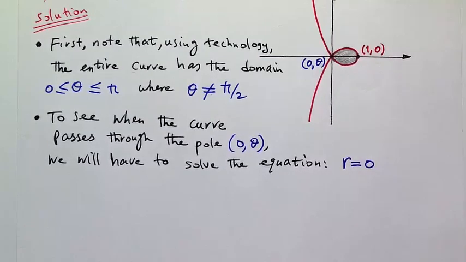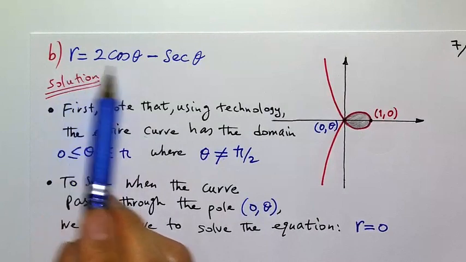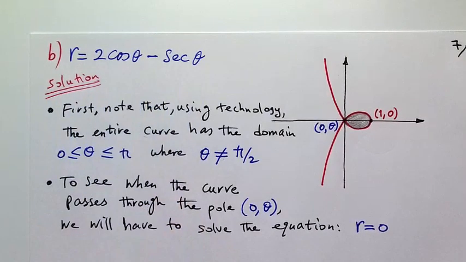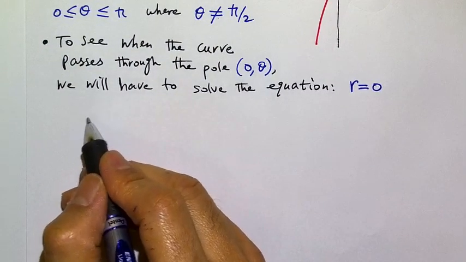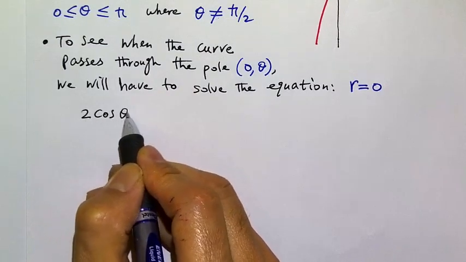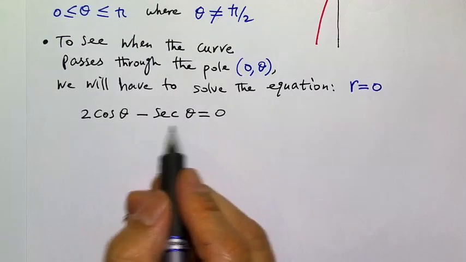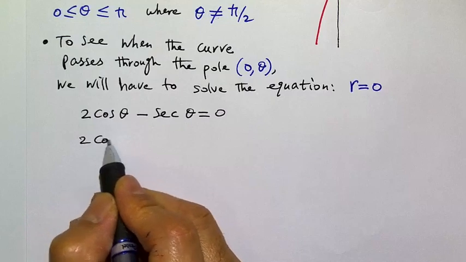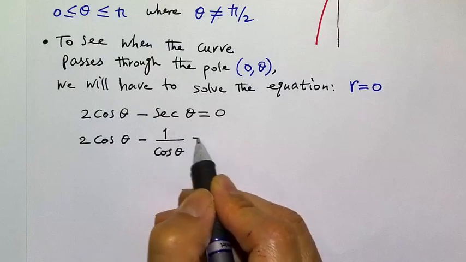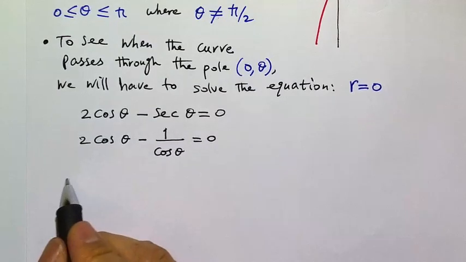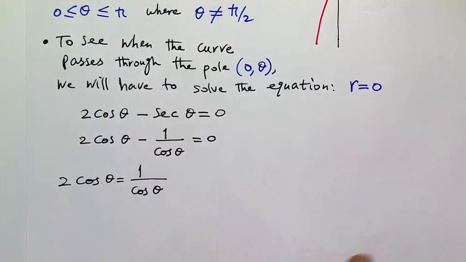R equals 0. So that means we're going to put r equals 0 and solve this equation for theta. Okay, let's do that. And then we have, let me convert to cosine version. So 2 cosine theta minus 1 over cosine of theta equals 0. And then we can write 2 cosine of theta equals 1 over cosine of theta.